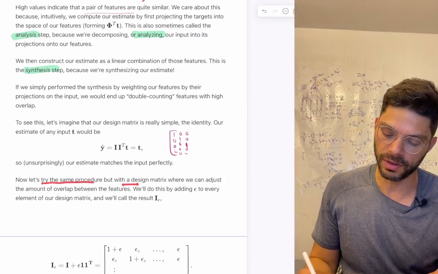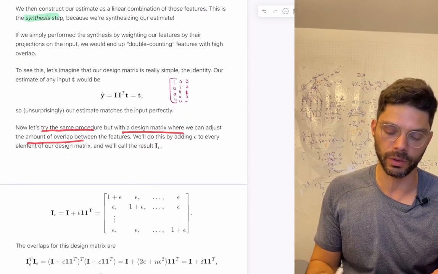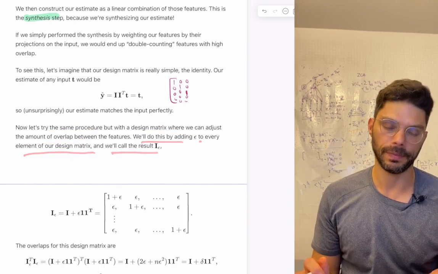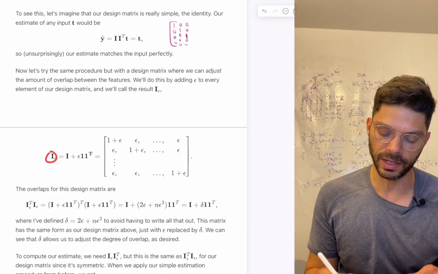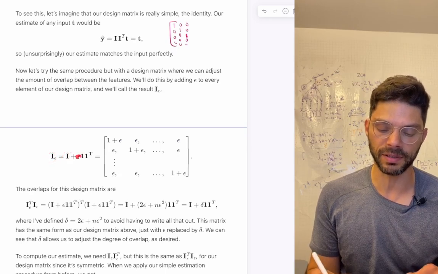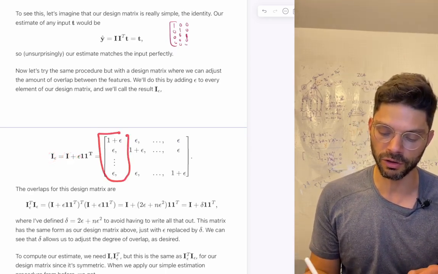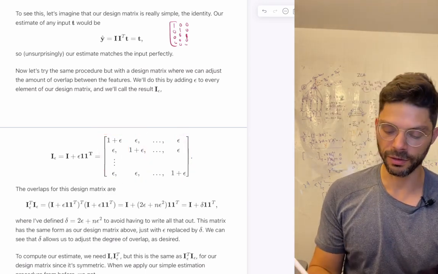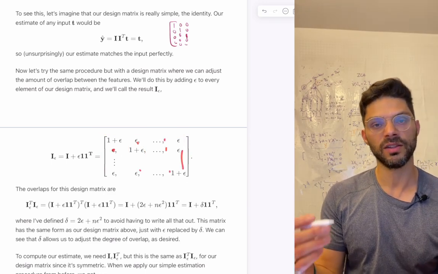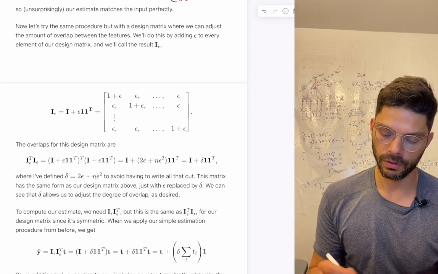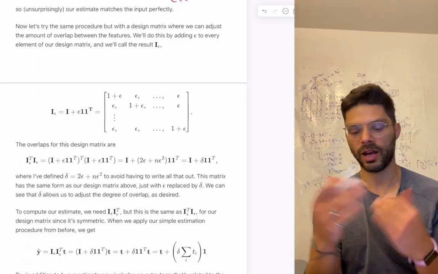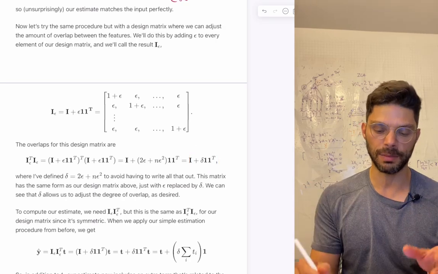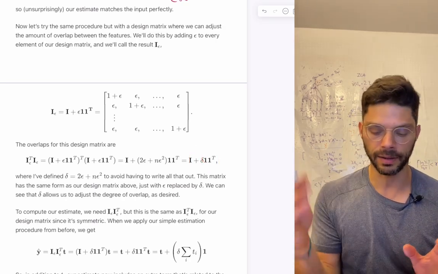Now let's try the same procedure, but with a design matrix where we can adjust the amount of overlap between the features. We'll do this by adding epsilon to every element of our design matrix, and we call the result I epsilon. So here's I epsilon: I'm just going to have the identity, but now I'm going to add this epsilon to every element. So now our features look like this, and these epsilons are common to all the features. That's going to introduce some overlap. So now let's figure out what those overlaps are. We just do the transpose thing, and we end up getting an overlap matrix that has the same shape, but with some other constant delta that's related to epsilon.